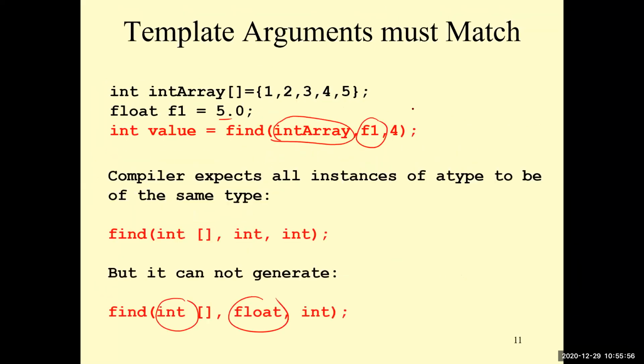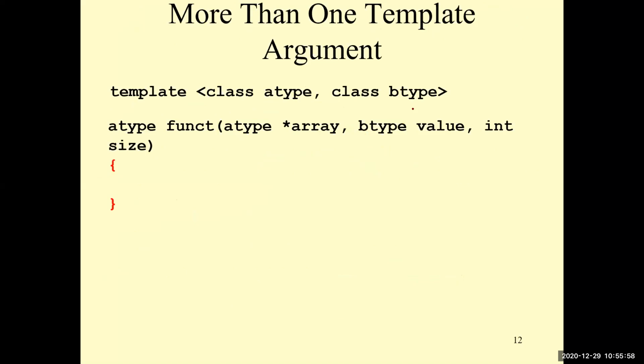And what is the solution to that problem? It's fairly simple. Instead of having two type names, or here you can write keyword class or typename, whatever you like, you can have two different identifiers. You just put a comma here, this is a comma within the angle bracket. So now you have two identifiers, one we are calling a type, the other we are calling b type. So the array is a type and the value you are searching is b type.